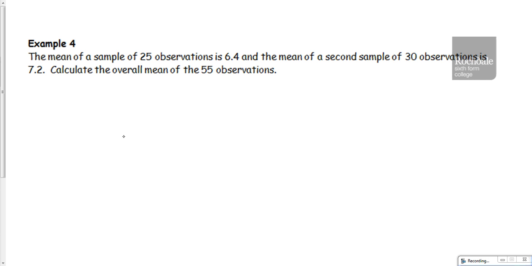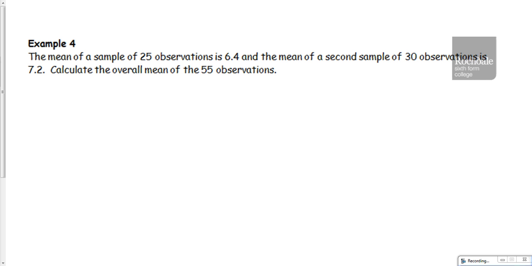Summarising data, example 4. This is a bit of an unusual example because what happens here is that we're given a mean of a sample of 25 observations. We're given the answer. We've got a mean of a second sample of observations, a different number of them. That works out to be 7.2. We've got to work out the overall mean.